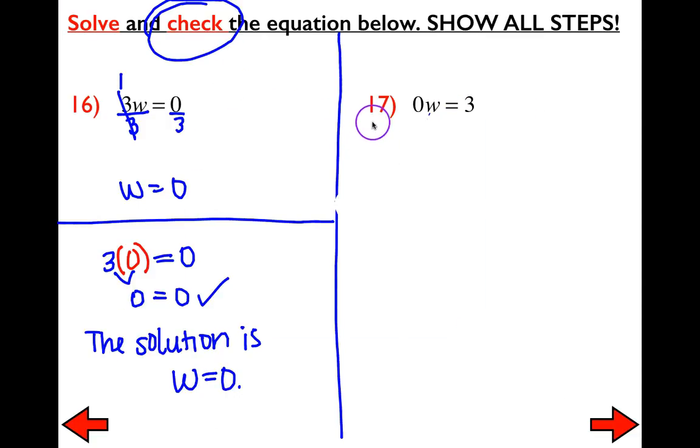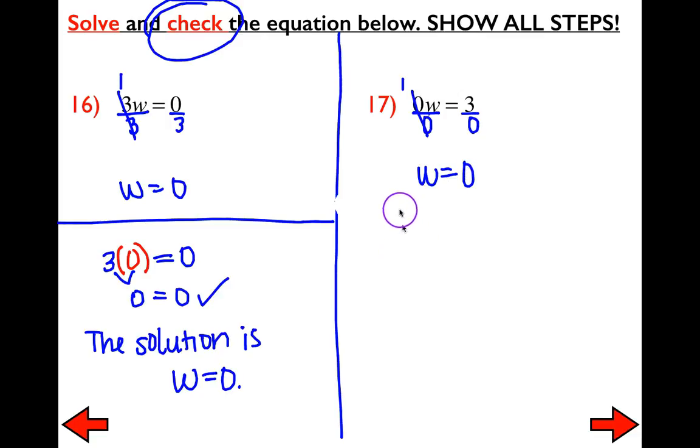Now, moving over to number 17. So here, for our last problem, we have 0w equals 3. I'm going to do the same steps as I normally do. I'm going to isolate w, and the way I do that is by using the inverse operation. Here we have 0 times w, so the inverse would be to divide by 0 to both sides. 0 divided by 0 is 1, so I'm left with w equals 3 divided by 0 is 0, or so we think. You'll see what I mean in a second.